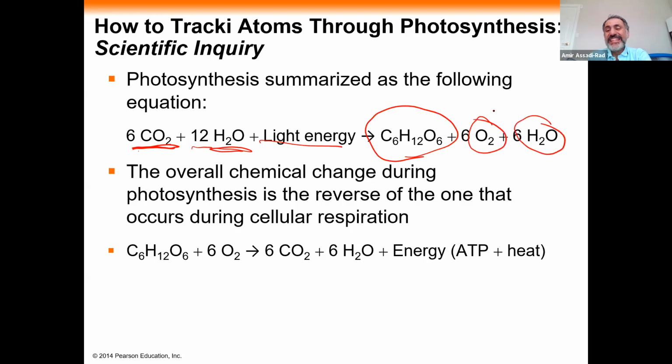This is an endergonic reaction. It's storing the energy. It's the opposite of entropy. I do not have a term for it, but anyhow, the overall chemical reaction during photosynthesis is the reverse of the one that occurred in cellular respiration.